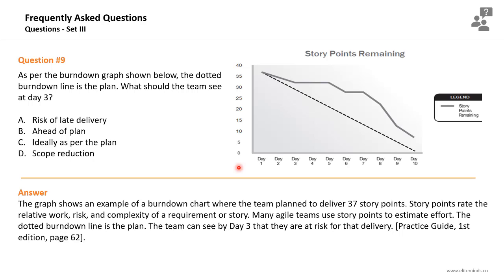You are behind schedule. The graph shows an example of a burn down chart where the team planned to deliver 37 story points in this iteration. Story points rate the relative work, risk, and complexity of a requirement or a story. Many agile teams use story points to estimate the effort, and the dotted burn down line is the plan. The team can see by day 3 that there is a risk of late delivery as you are behind the plan.